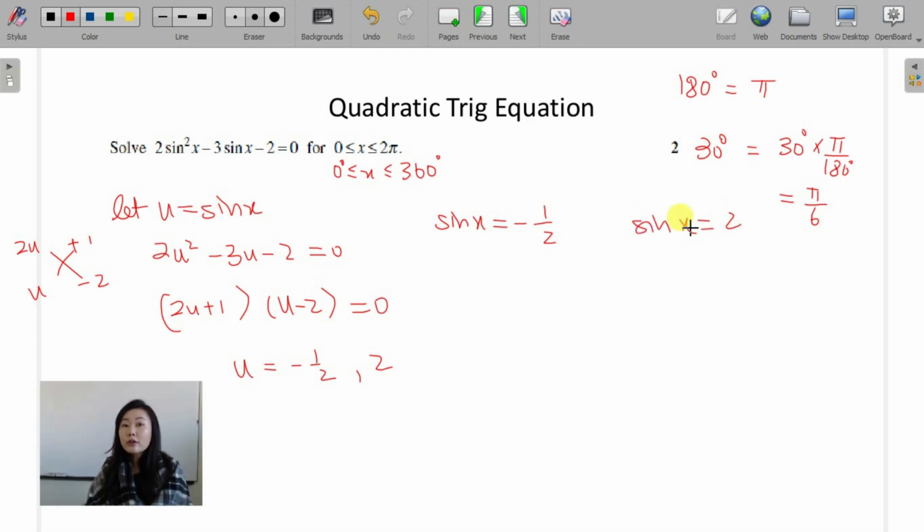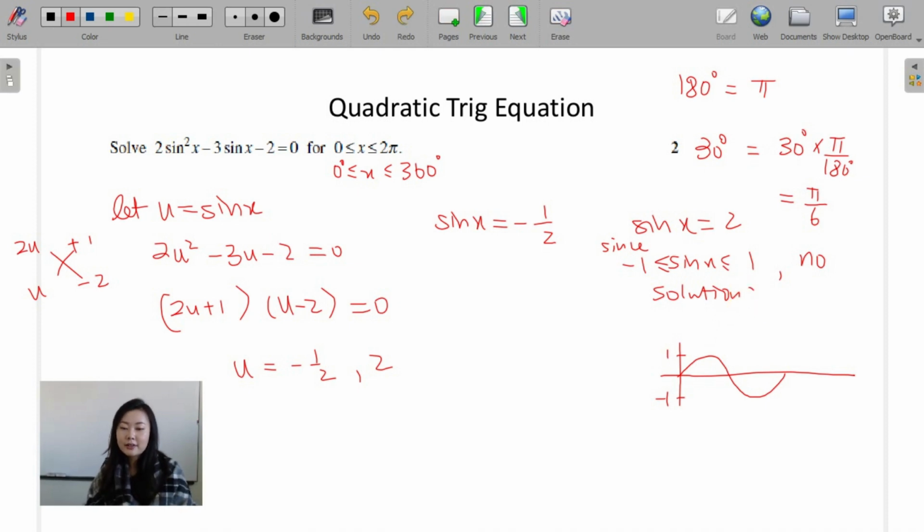Now you'll find that there are no answers for sine x equals 2, because if you think about the sine graph, it is actually in between 1 and minus 1. Since sine x is in between minus 1 and 1, this is not going to have any solutions. You can try that in your calculator. It'll say math error. So we won't bother with that. We'll only work with this one.